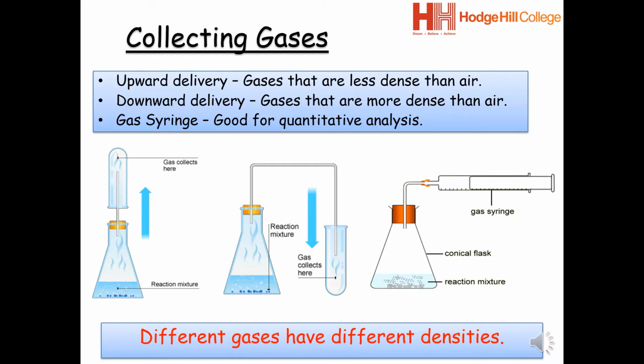Now, with the middle diagram, this method is called downward delivery. This is where we collect gases that are more dense or the same density as air, for example, carbon dioxide. And finally, the gas syringe method, we use this when we want to collect a known volume of a gas, for example, in quantitative analysis, when we want to determine the amount of gas collected from a reaction. The main thing that you need to note is that different gases have different densities, and this is why we have different methods of collecting gases.